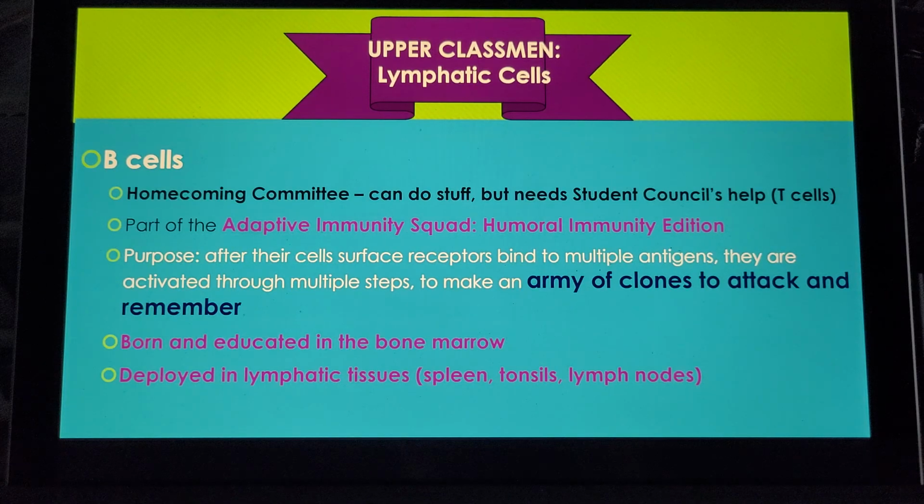So you're also going to have a bunch of clone B cells that, if you get reinfected, give you a faster response. As for their development, they're born and educated in the bone marrow. So they go to public school, they don't get shipped off to boarding school. But then eventually, once they have matured, they get deployed into your lymphatic tissues.